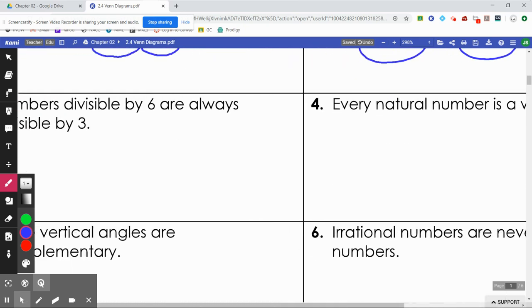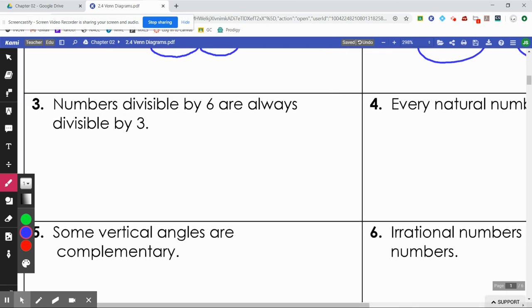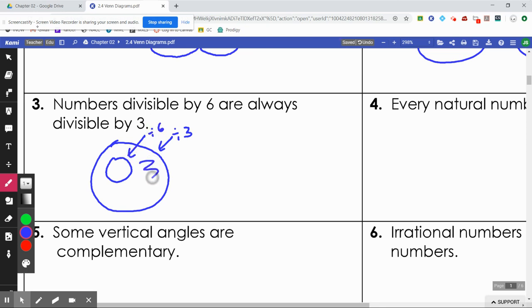Number 3 says that numbers divisible by 6 are always divisible by 3. So every number that's divisible by 6 is also divisible by 3. So here's your set of all things that you can divide by 3, and every number that's divisible by 6 is inside of that set. However, there are some other things in here. Let's talk about the stuff that's represented outside of that.